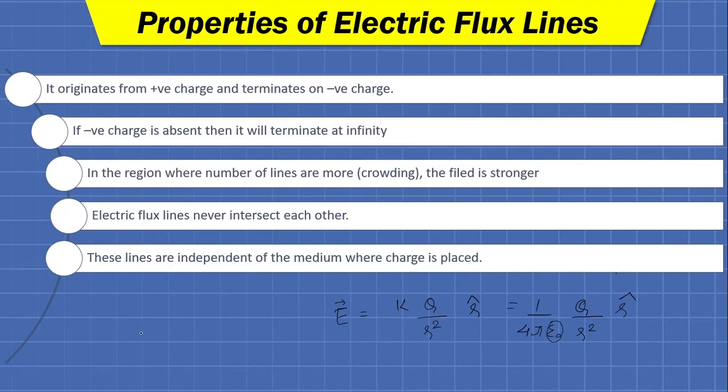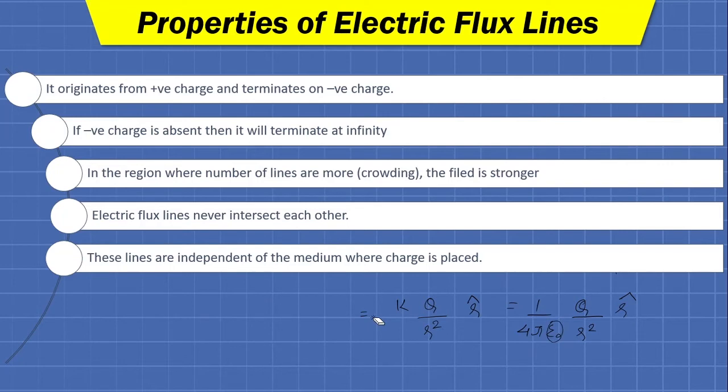So if we have a charge plus Q in the air and n number of lines are originating from this charge, then if we put this charge in water, then also n number of lines will be there. If we take out this charge from water and put it in oil, then also the number of field lines will be n. So these electric flux lines have nothing to do with the medium. But the electric field intensity is definitely depending on the permittivity of the medium.